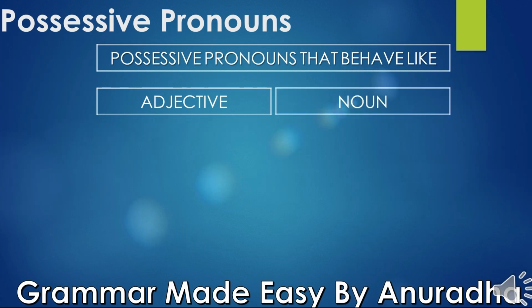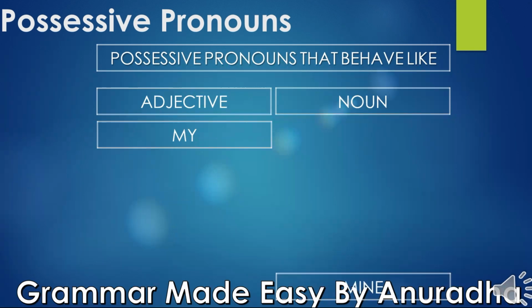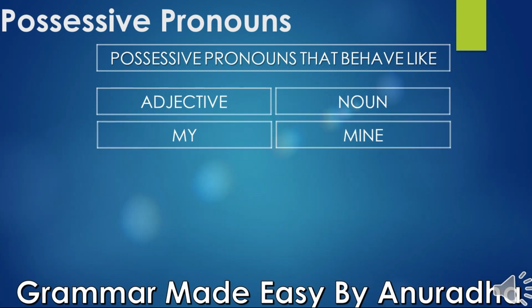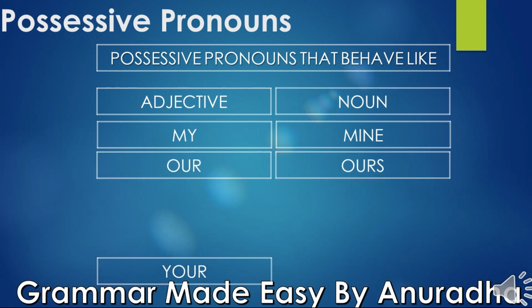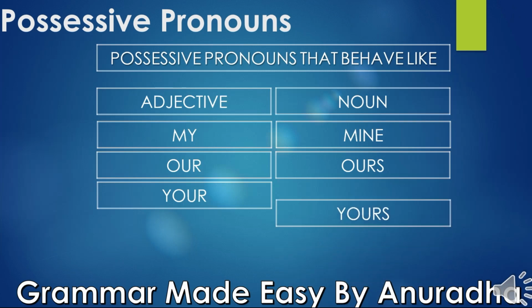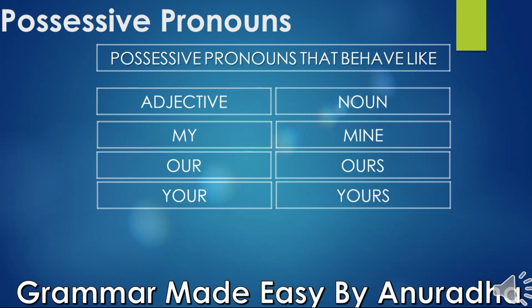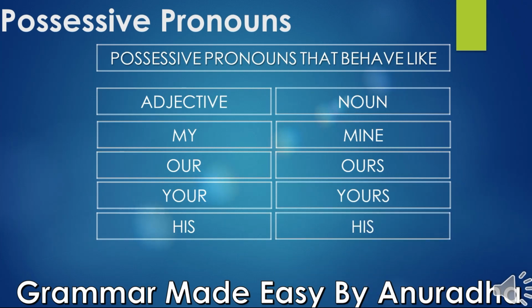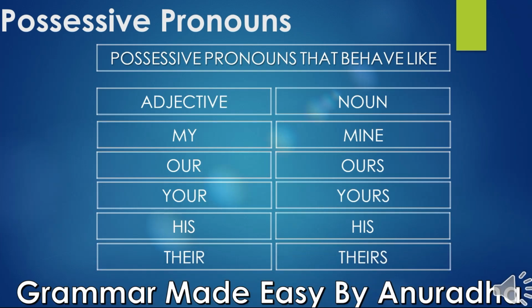I'll list them out for you and I'll give you some examples as well. The possessive pronoun that behaves like an adjective for me is my, and the possessive pronoun that behaves like a noun for me is mine. The same way, our behaves like an adjective and ours behaves like a noun. Your behaves like an adjective and yours behaves like a noun. His behaves like an adjective and his behaves like a noun. Their behaves like an adjective and theirs behaves like a noun.